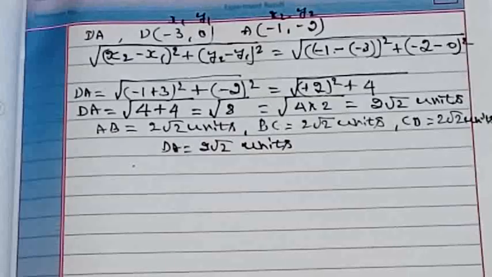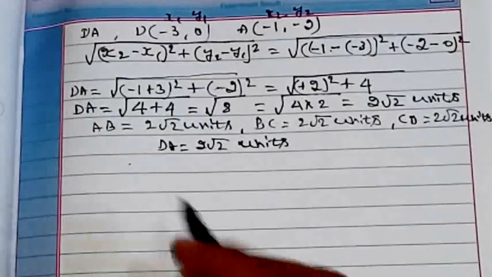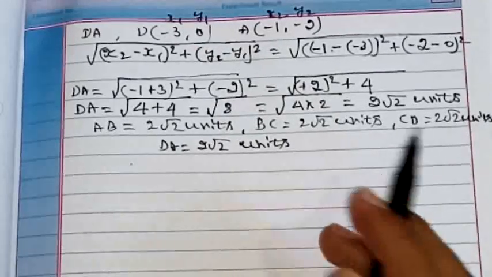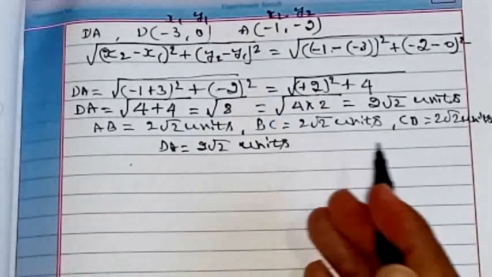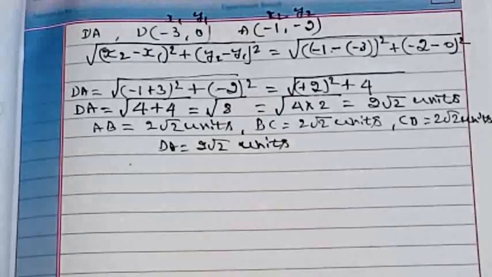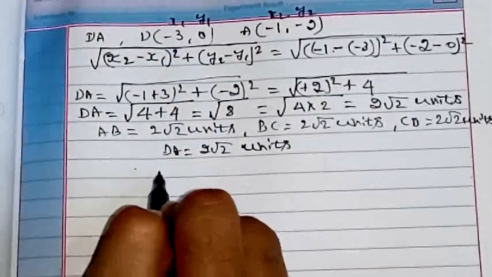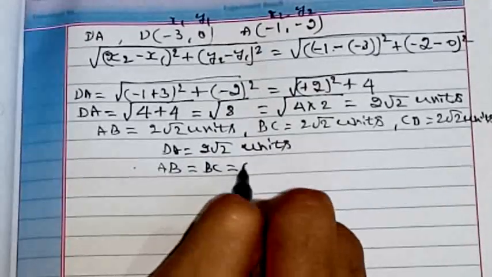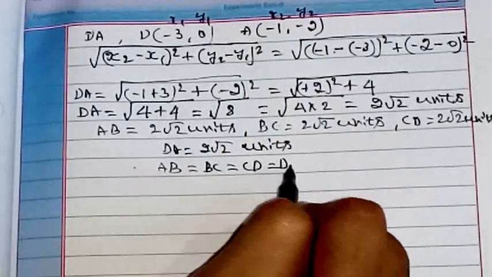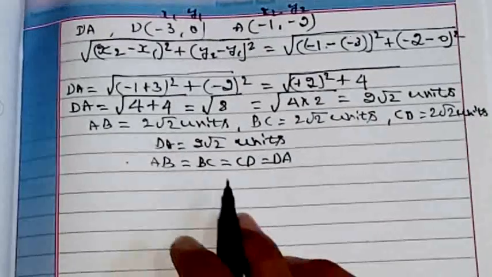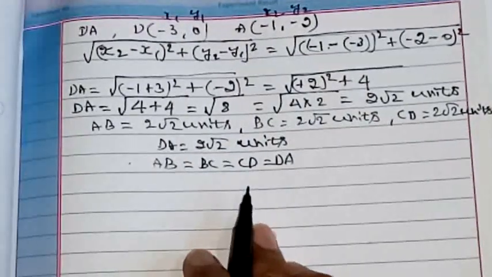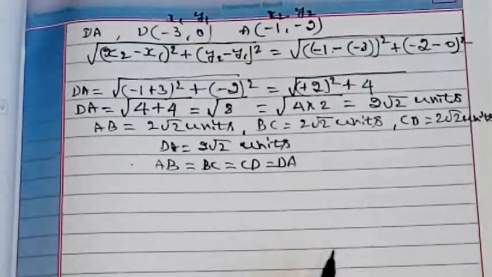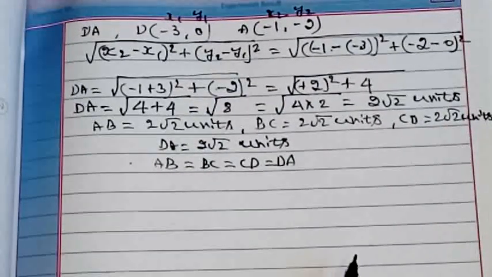Right, so what is the meaning of this? Therefore all the sides of the quadrilateral are equal, so it may be a square or it may be a rhombus, children. So I can write AB is equal to BC is equal to CD is equal to DA, right, children? So how will you identify whether it is a square or a rhombus?